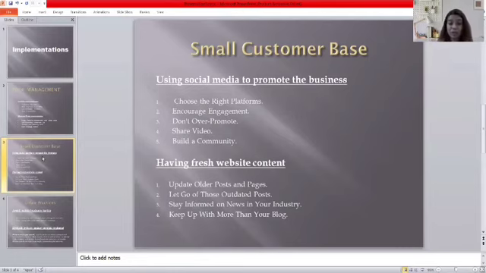Stay informed on news in your industry. Always stay informed of what is going on in your industry, the business you are doing. Always stay informed on those.